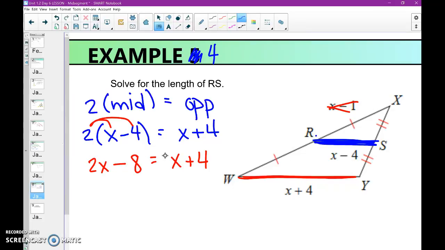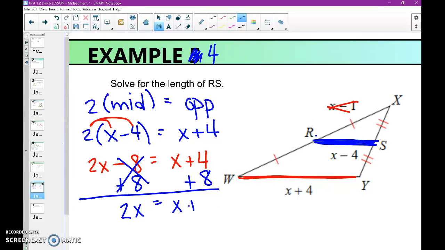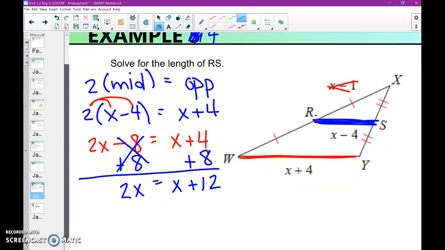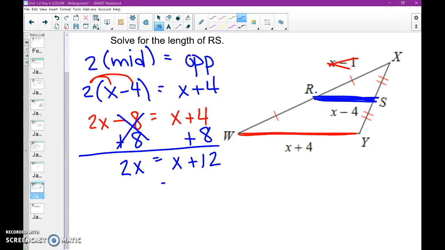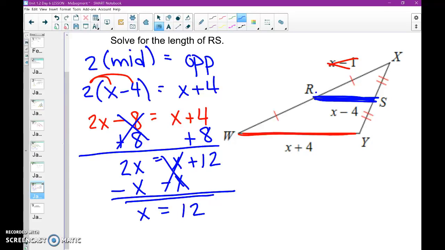So let's finish off this problem. So let's start by getting all of the numbers on the right-hand side. Get rid of that negative 8. And if you start with the variables, that's okay. I just prefer to start with the numbers. We have x plus 12. Now I got to get the x's together. Get rid of that. 2x minus x is x just by itself, or 1x. So my answer for right now is x equals 12.